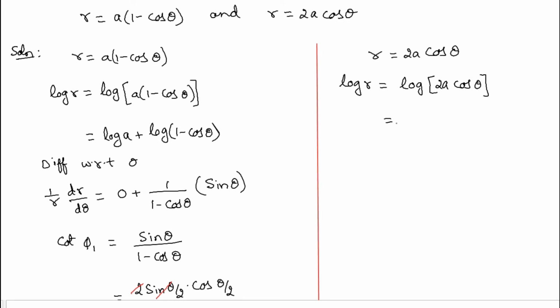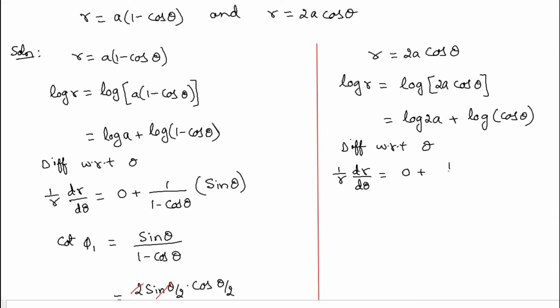Using the properties of logarithm, we get log of 2a plus log of cos theta. Let us differentiate with respect to theta. So log of r will be 1 by r dr by d theta is equal to log of 2a, its derivative will be 0, plus the derivative of log will be 1 by cos theta. The derivative of cos theta will be minus sine theta. We know 1 by r dr by d theta is nothing but cot of phi.